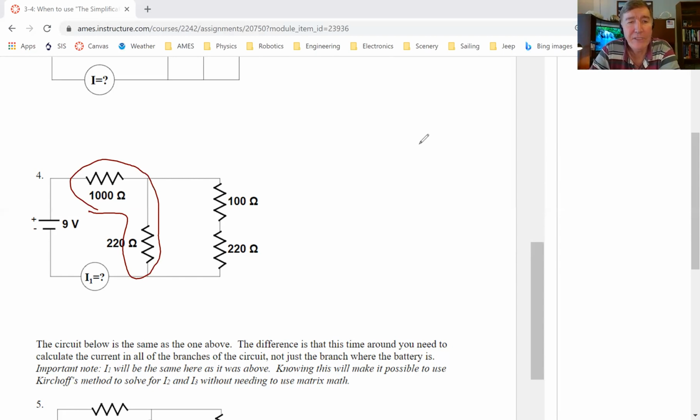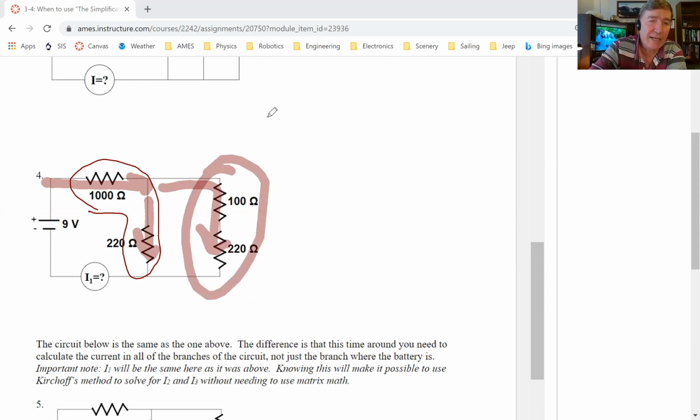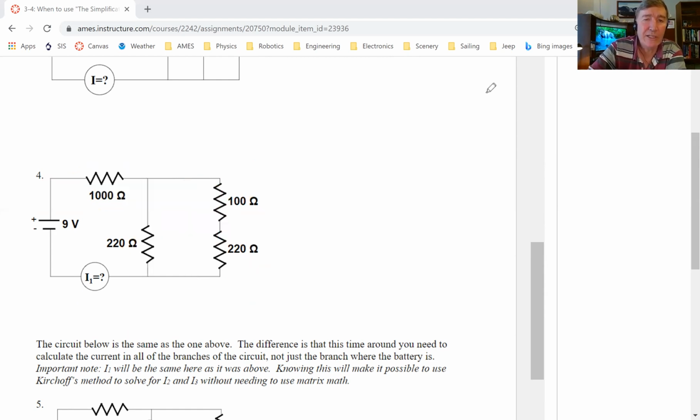Okay, yeah, you really can't do that because if you look at the current that's flowing through here, the current that goes through the 1,000 ohm resistor, some of it goes through the 220, but also some of it goes over here. So if we're going to combine them together, we can't ignore these guys. We can't just go and say, well, we'll just look at these guys over here and we'll ignore those guys. You can't do that.